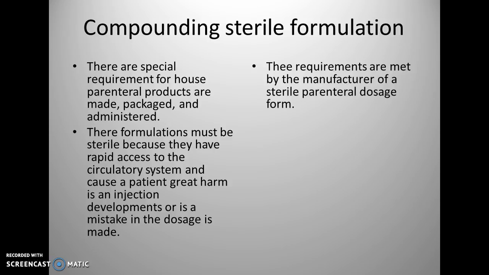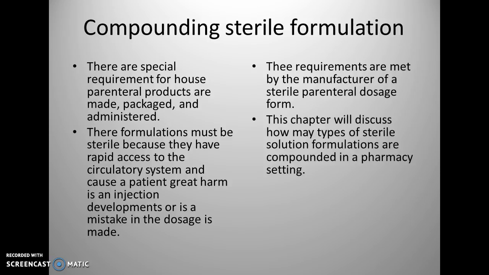Okay, three requirements are met by the manufacturers of a sterile parenteral dose. In addition to being a sterile dosage form, the parenteral formulation must, in most cases, have these three major points associated with it. One, be free of particulate materials, which means anything other than what is inside the medication. Two, be pyrogen free, nothing that would cause fever. Three, be isotonic and be at physiological pH, and we're talking about the pH of blood, which is 7.4. This chapter will discuss how many types of sterile solution formulations are compounded in the pharmacy setting.